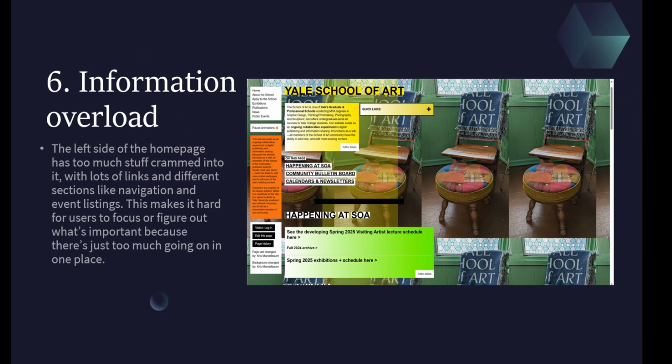There's also too much information, also known as information overload. The left side of the home page has too much stuff crammed into it, with lots of links in different sections like navigation and event listings. This makes it hard for users to focus or figure out what's important because there's just too much going on in one place. As you can see, everything's on the left side. It's kind of hard to even pay attention, like I said, to all of the information on the page.